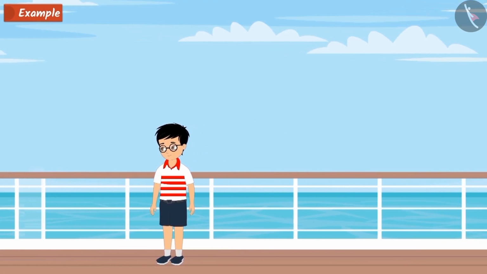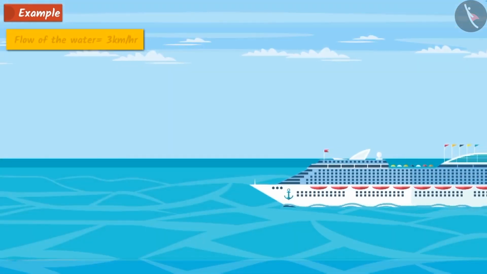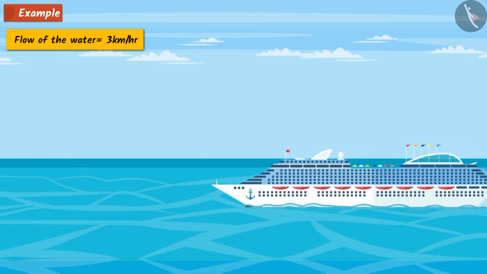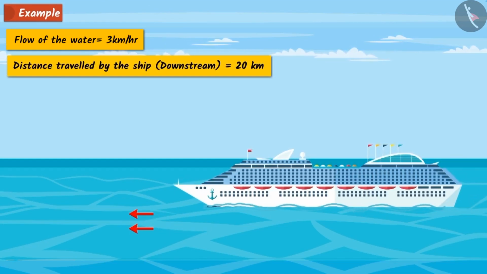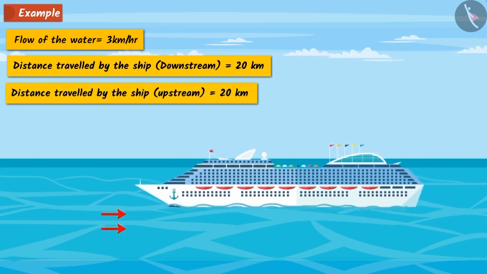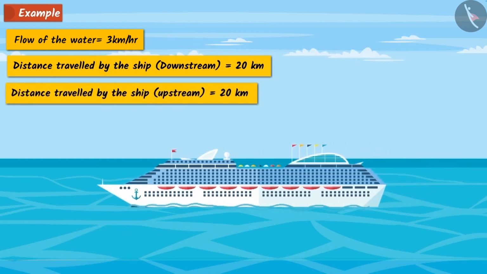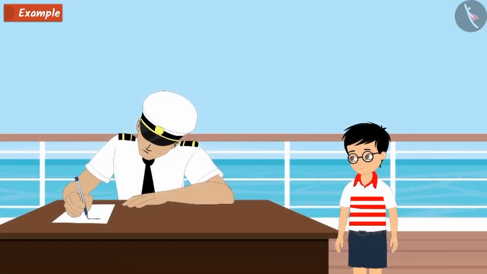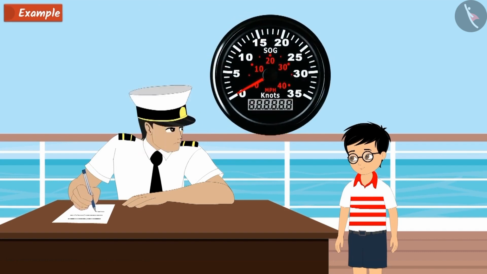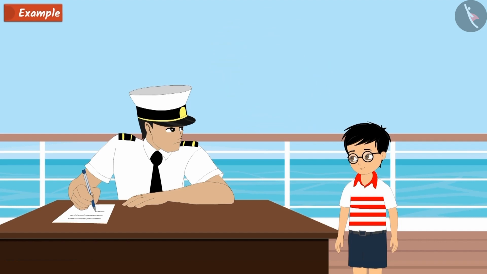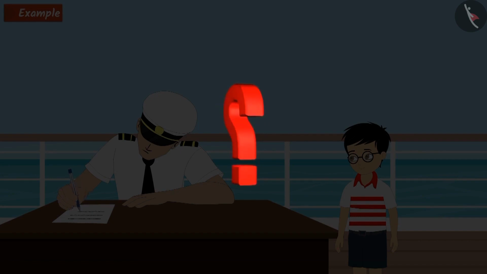Tarun spent 4 hours on a ship where the water flow was 3 kilometers per hour, and the ship ran 20 kilometers downstream and 20 kilometers upstream. When he came back, he saw the captain writing some math equation on paper. When he asked him, "What are you doing?" the captain said that the ship's speedometer is damaged, so he is trying to find the speed of the ship. Will you help the captain in determining the speed of the ship?